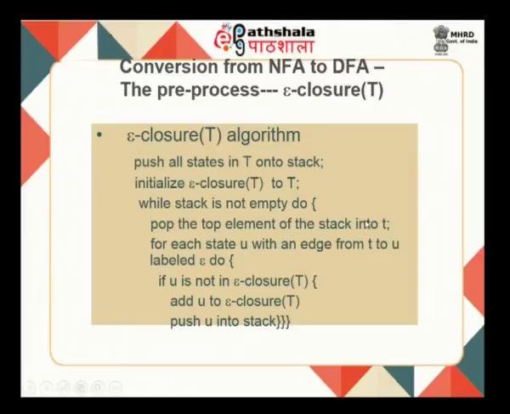So, take the top element, and for each state u with an edge from T to u labeled epsilon, that is, in the first iteration from 1 to 2 there is an epsilon transition. So, only 2 will basically be fetched. If u is not in epsilon closure of T, add u to epsilon closure of T and push u onto the stack. So, again I will push 2 onto the stack. I will keep on repeating till the stack is empty, and then finally pop the top element of the stack. Okay. So, that is the algorithm for computing epsilon closure.